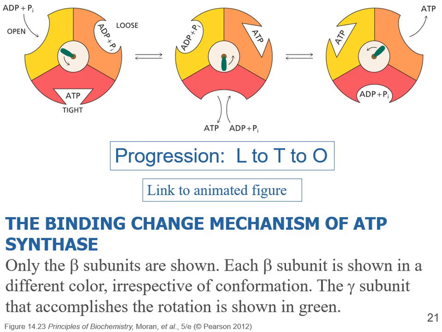But what happens, which is shown in this diagram here, is that we have 3 subunits, 3 beta subunits. They go through an entire rotation. So that means each subunit in turn progresses from loose to tight to open. Each subunit makes a single ATP. So if this undergoes 1 complete rotation, and we have 3 subunits, and every subunit makes an ATP, then we can make 3 molecules of ATP per 1 rotation.